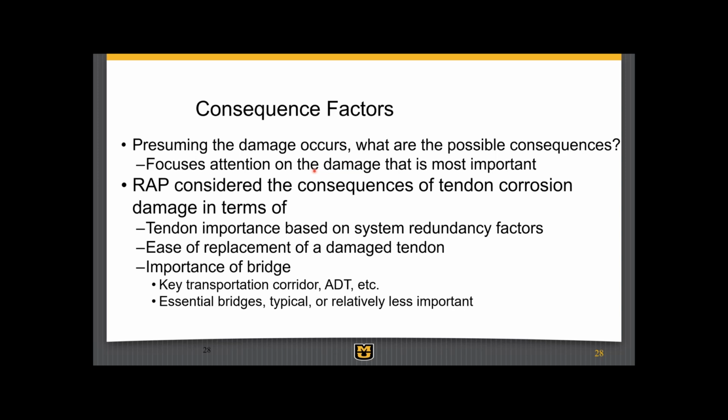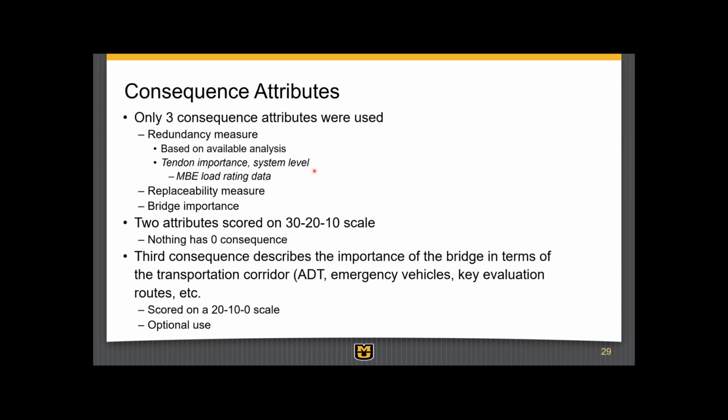Is this along a key transportation corridor with a high ADT? Is this a very critical bridge, or is it not as essential a bridge? And the idea is that's something owners could use, or others could use if they wanted to, as sort of an optional factor to contribute to the consequence if they felt it was appropriate within their system.